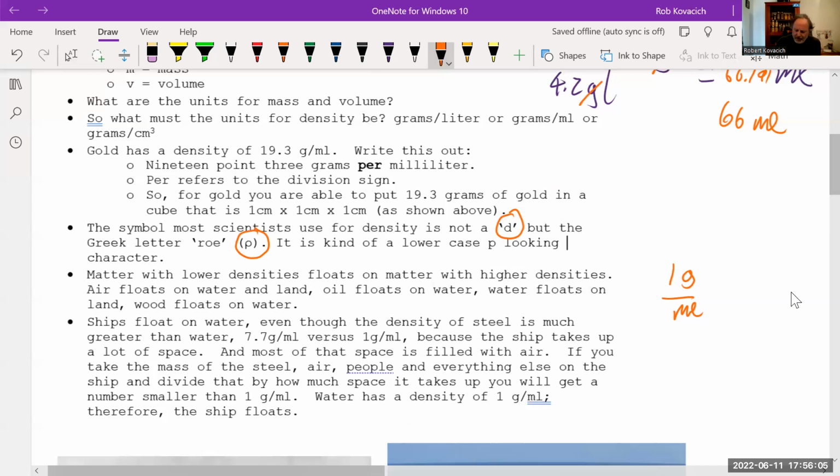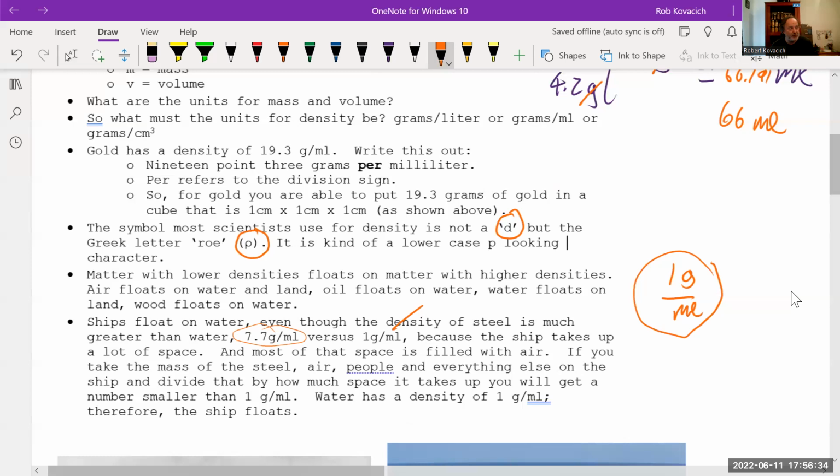All right, so anything that's got a density greater than 1 gram per milliliter is going to sink in water. Anything with a density of less than 1 gram per milliliter is going to float. So here's my question. You guys know that if you watch the intro video, I was on an aircraft carrier, and the aircraft carrier is made of steel, and steel's density is about 7.7 grams per milliliter. Water's 1 gram per milliliter. How can an aircraft carrier float?